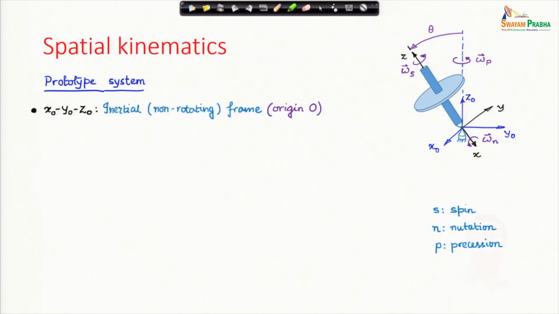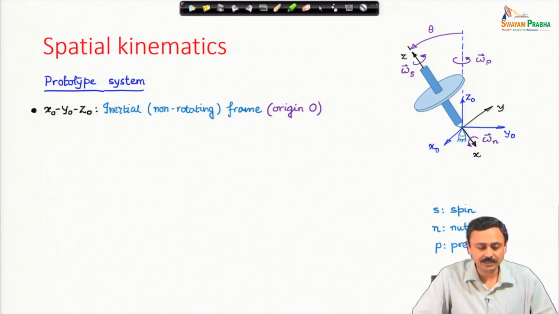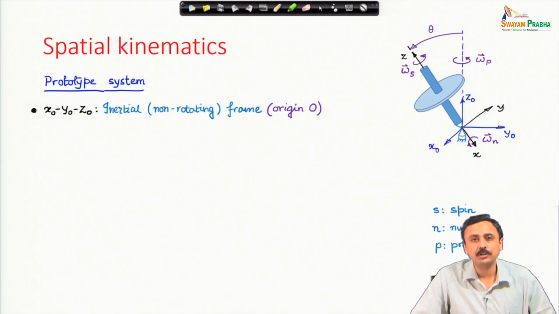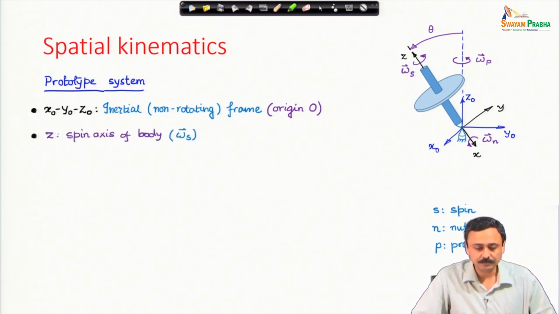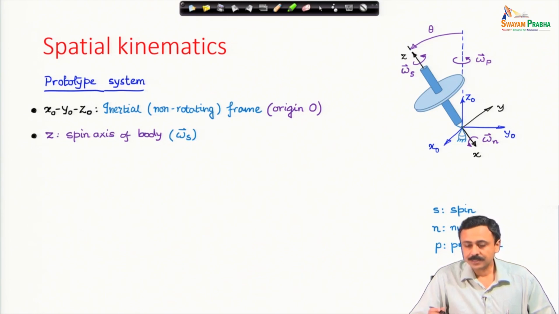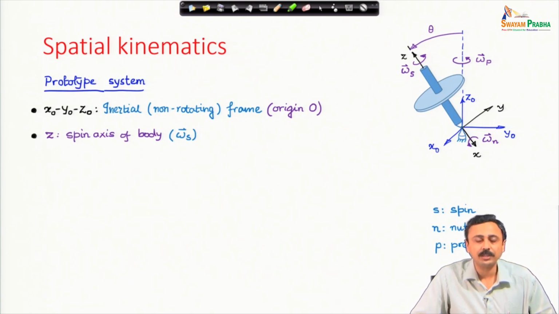Let us first look at the various coordinate systems. X naught, y naught, z naught is the inertial or the non-rotating coordinate system. Its origin is at the point of fixation of the body. Now we are going to discuss the xyz frame, how to set it up. The z axis is along the axis of spin, it is the spin axis of the body, and the spin vector is omega s.